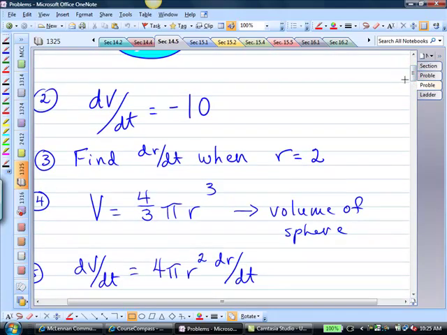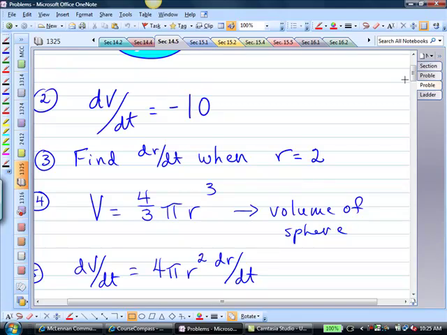All right, step 4. We need an equation to relate all this so that we can put it in an equation. The volume of a sphere is 4/3 pi r cubed. This is one that I would give you. If you had one on the test that had to do with this, I would give you that formula. So you would write that.